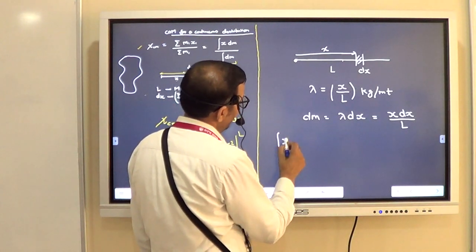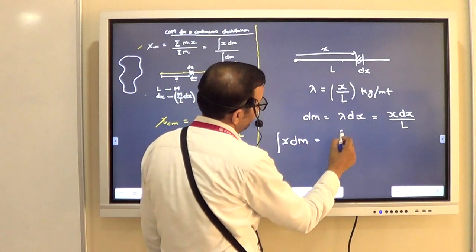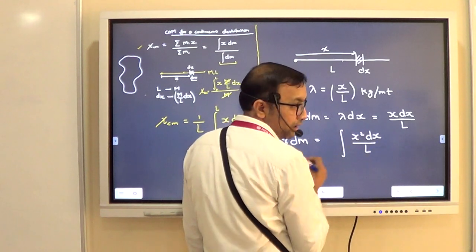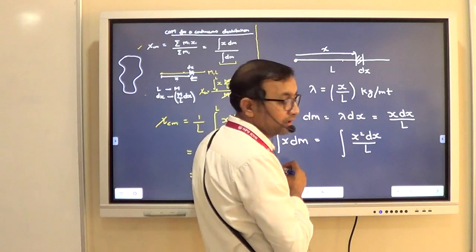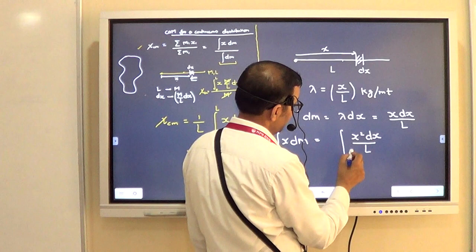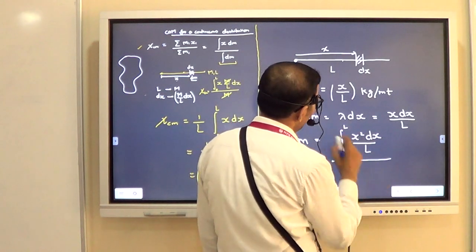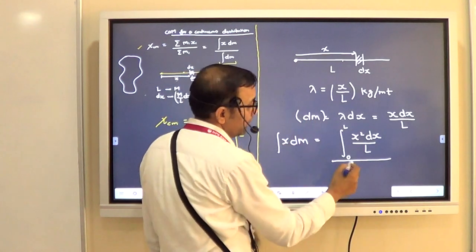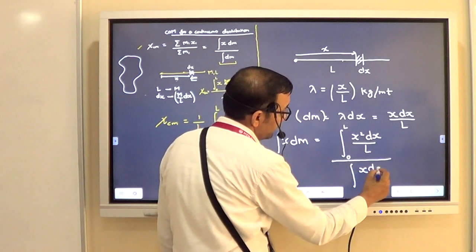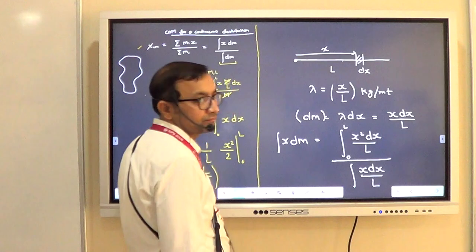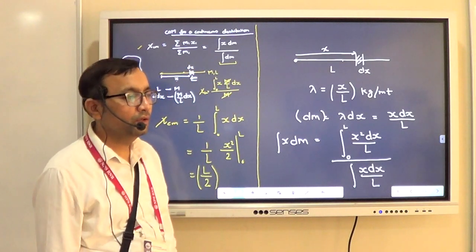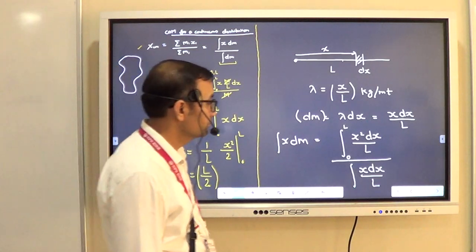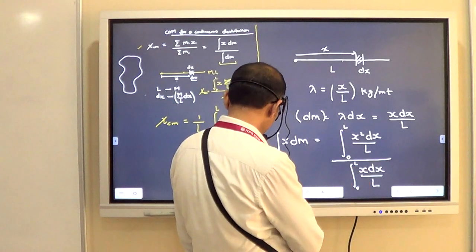So integral of x dm will become integral of x squared dx by l, got it? The limits will go from 0 to l, divided by the total mass. Total mass, how will you find out? Integral of dm, which is the integral of x dx by l. So what do you get here? Tell me quickly. 0 to l, what is the answer?